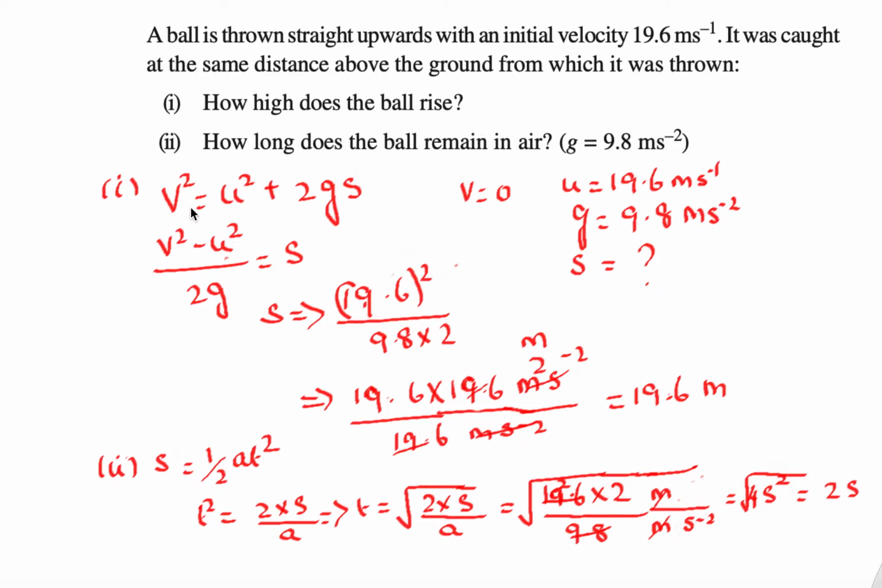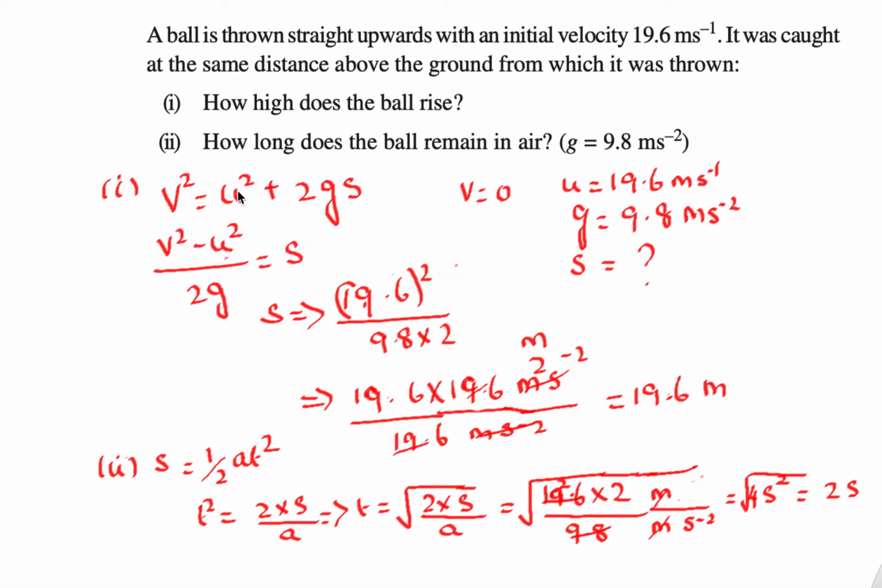So what formula can we use to find the displacement? That is the height. The displacement is usually denoted by the letter S, and we have to use the third equation of motion when they give u and g. So what is the third equation of motion? That is v square is equal to u square plus 2gs. From that, let's find S.